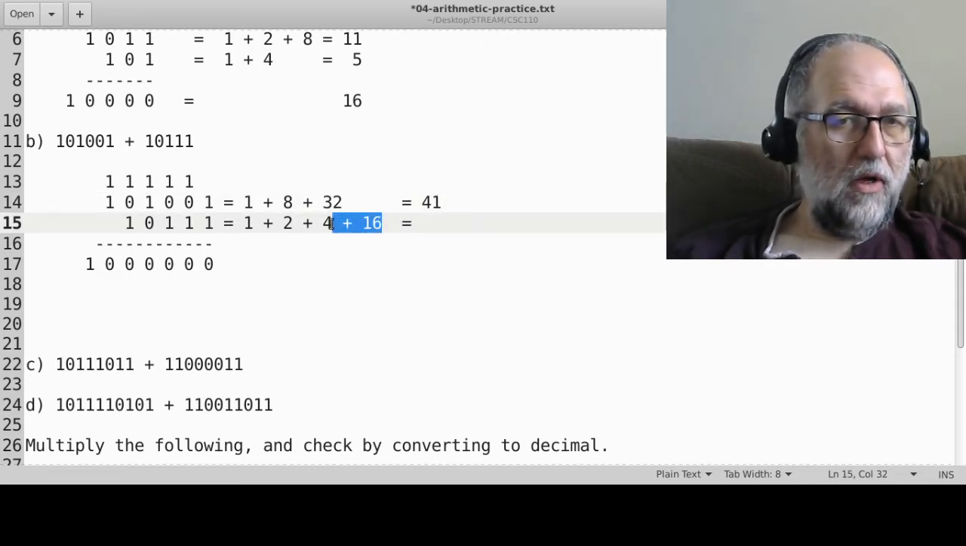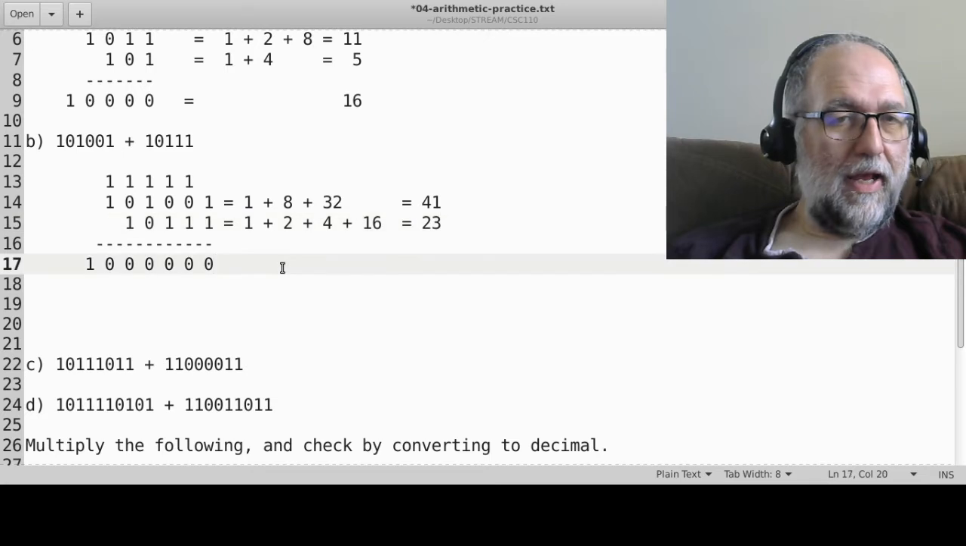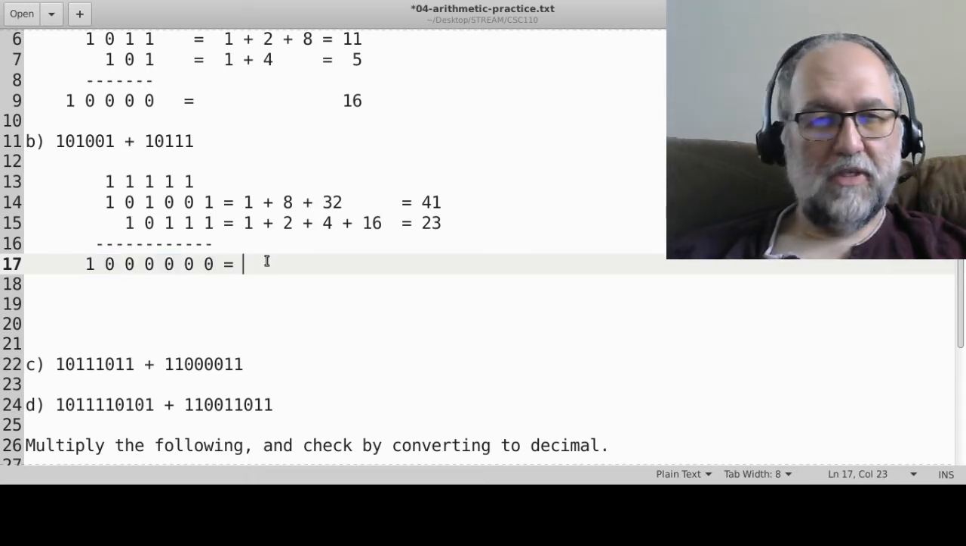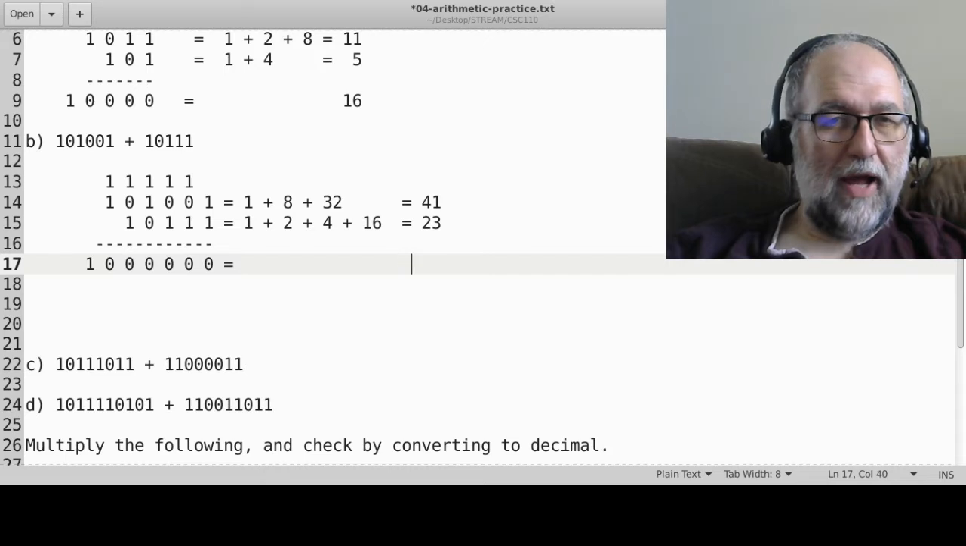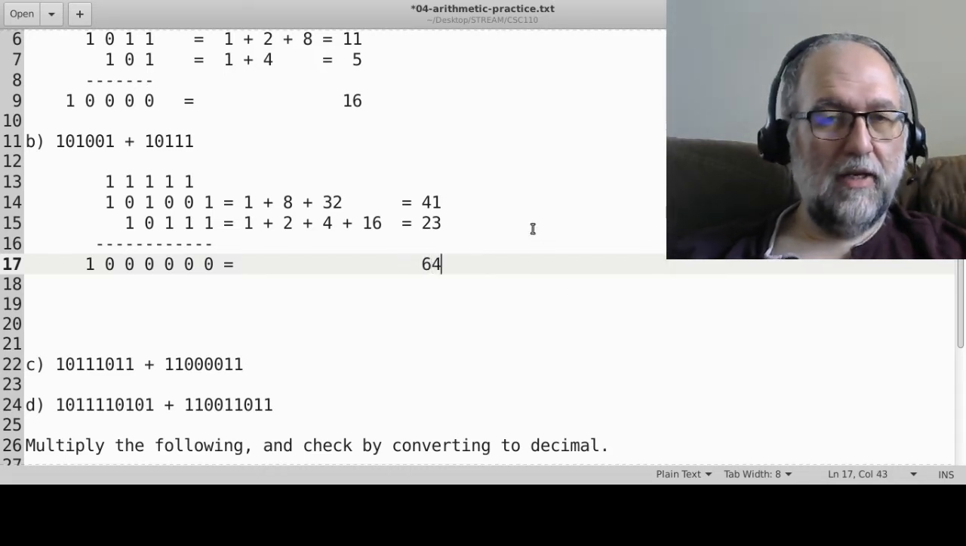All right, so what's that equal to? Well, that's 20, 22, 23, like that. And what's this bottom one? Well, there's no 1, no 2, no 4, no 8, no 16, no 32, and there's a 64. So this had better add up to 64, and does it?